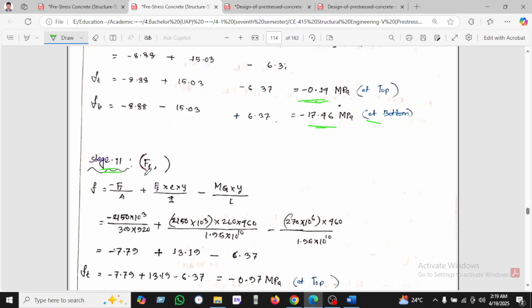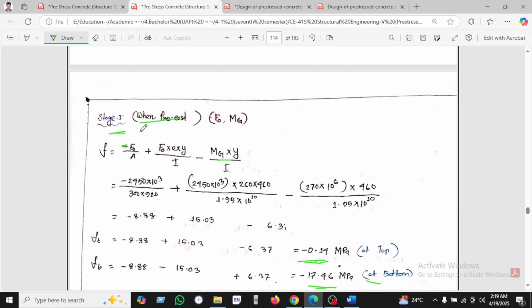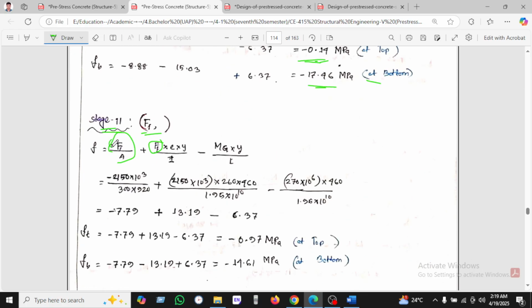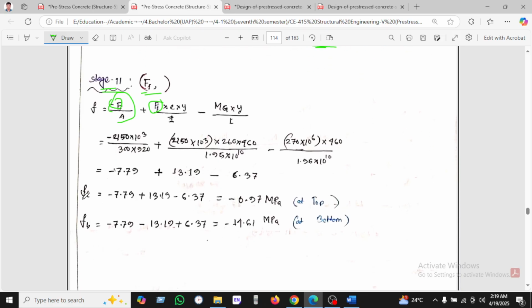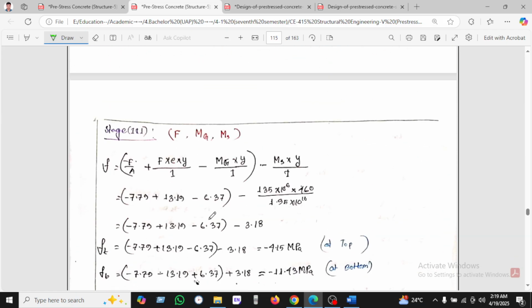For stage 2 final, as we know, this is the final F we will use, and this F will also be final. But remember that when it is precast, this F is the initial. On the other hand, as we have seen here, this is the final F we have used here. So the stress we found is close to 0 at the top, minus 0.97, but on the other hand we found 14.61 at the bottom.